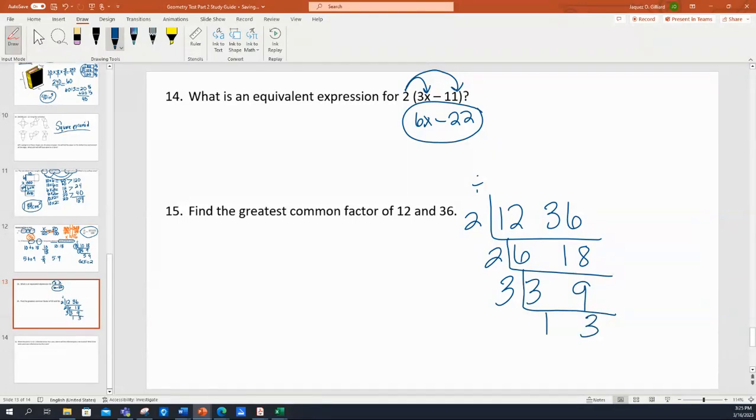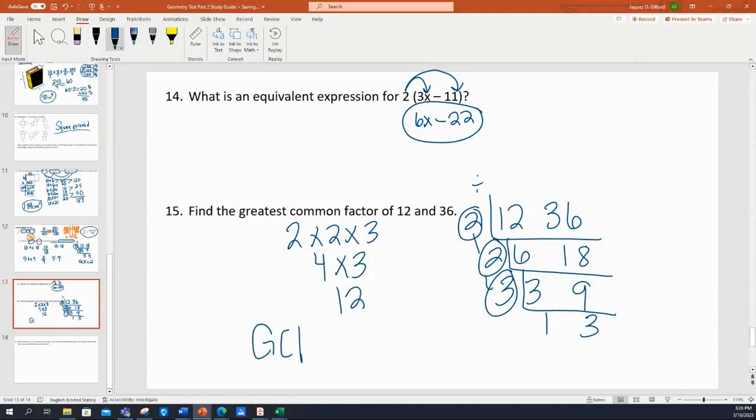Now we are at that point again where there's no other number we can divide into 1 and 3 but 1, because 1 and 3 are both prime numbers. So we are done. That means we're going to take the numbers on the outside, only the numbers on the outside, and multiply them together, right? So we have 2 times 2 times 3. 2 times 2 is 4, times 3 gives you 12. So the GCF of these two numbers is 12.